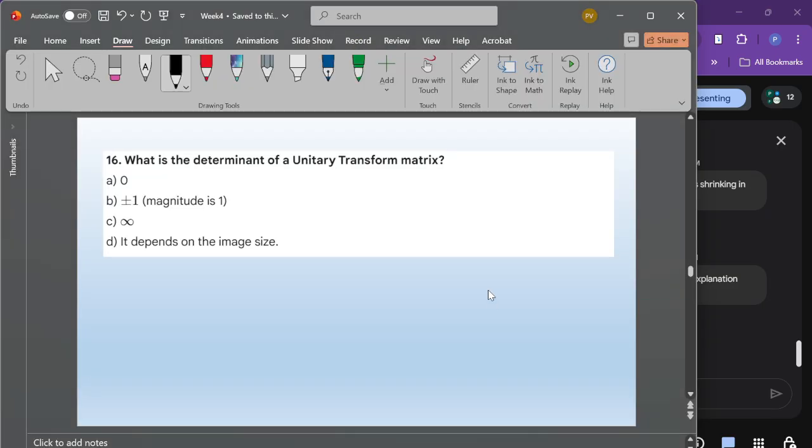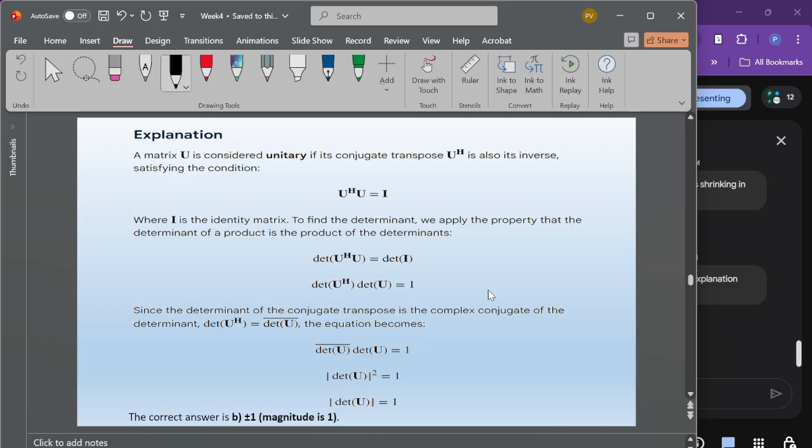So let's see the solution here. A matrix U is considered a unitary matrix if its conjugate transpose, that is U of H, is also its inverse. It satisfies this condition if it is unitary. So U conjugate transpose, represented by U^H here, times U is the identity matrix, and I is the identity matrix. Already we know that. To find the determinant, we will apply the property that the determinant of the product is the product of the determinants.